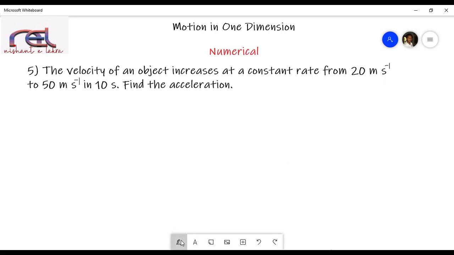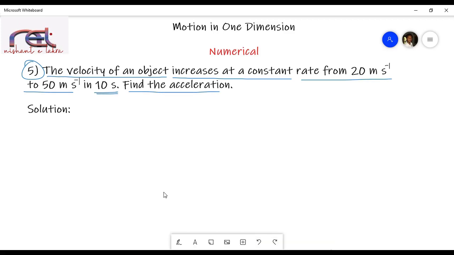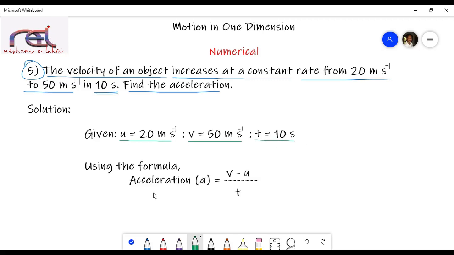Now let us see numerical number 5. The velocity of an object increases at a constant rate from 20 meter per second to 50 meter per second in 10 seconds. Find the acceleration. Let's see what is given in the question. The initial velocity is given, that is 20 meter per second, and final velocity is given, and the time it takes is 10 seconds. We'll use the formula of acceleration: final velocity minus initial velocity divided by time.